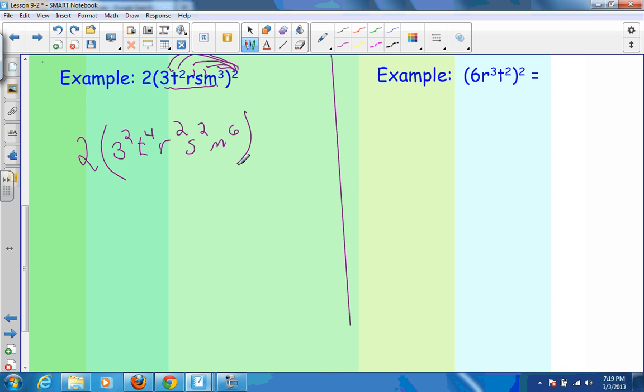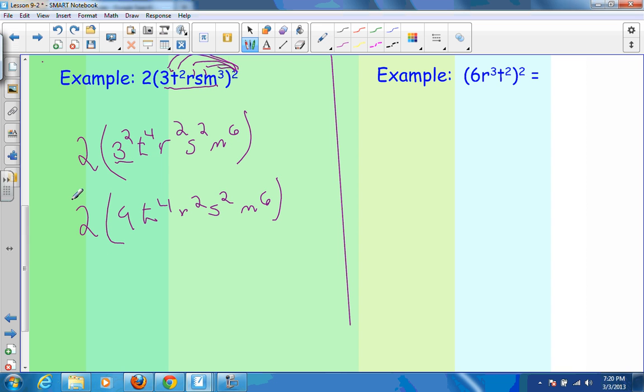And now I can do some more simplification here, because 3 squared is 3 times 3, which is 9, so I got really 2 times 9 times t to the fourth times r squared times s squared times m to the sixth power.